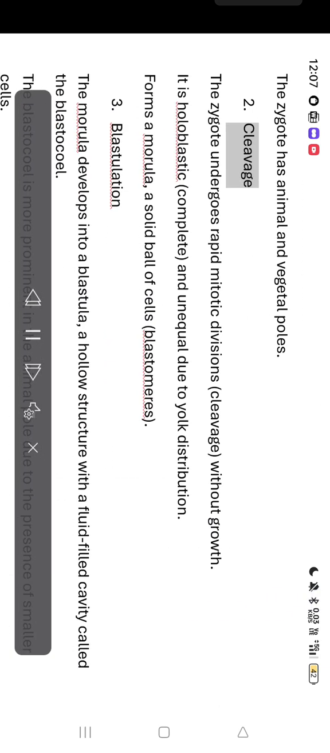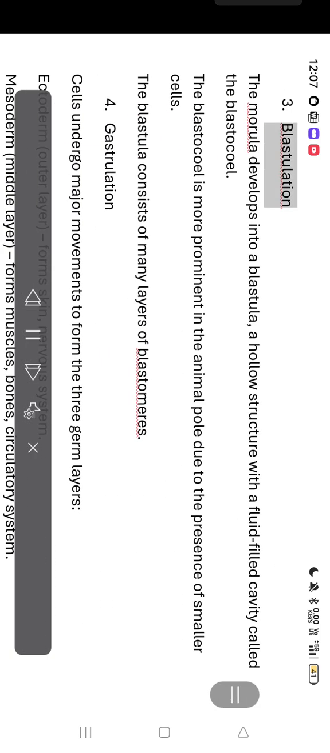Cleavage. The zygote undergoes rapid mitotic divisions, cleavage, without growth. It is holoblastic, complete, and unequal due to yolk distribution. Forms a morula, a solid ball of cells, blastomeres. Blastulation. The morula develops into a blastula, a hollow structure with a fluid-filled cavity called the blastocele. The blastocele is more prominent in the animal pole due to the presence of smaller cells. The blastula consists of many layers of blastomeres.